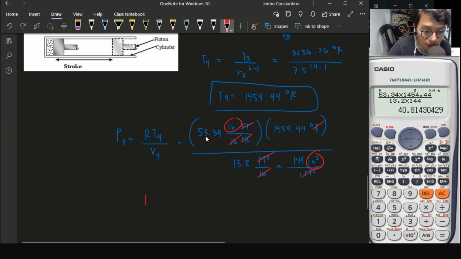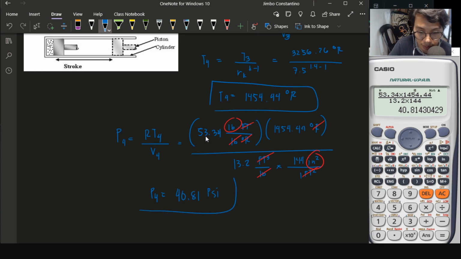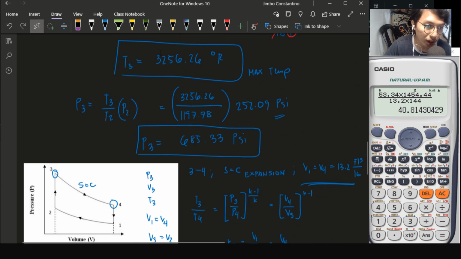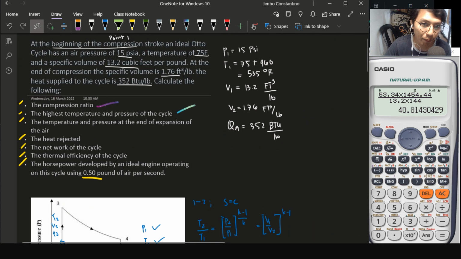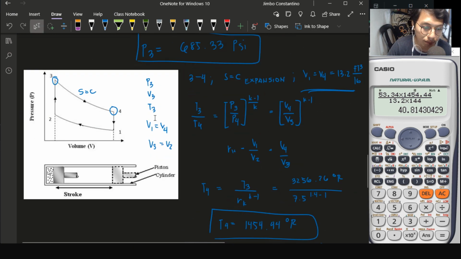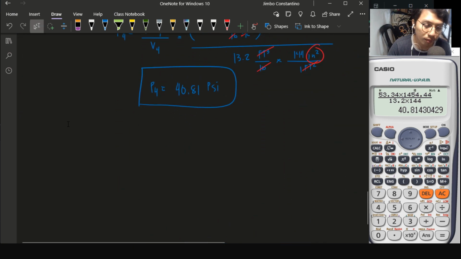So, P4. Mali ako ng kulay. P4 is equal to 40.81 PSI. Okay, meron na tayong P4. Meron na tayo nito. Heat rejected na lang, QR. Saan kukunin yung QR? Pwede na dito.